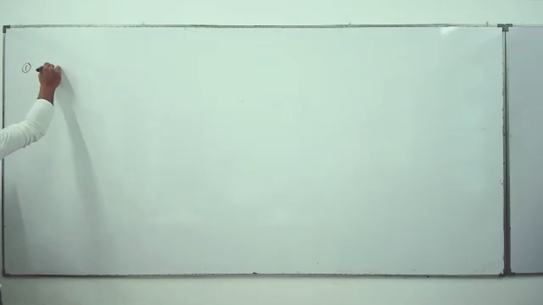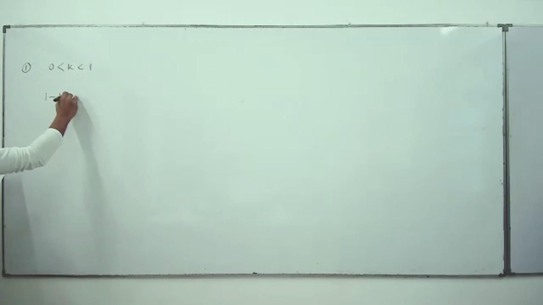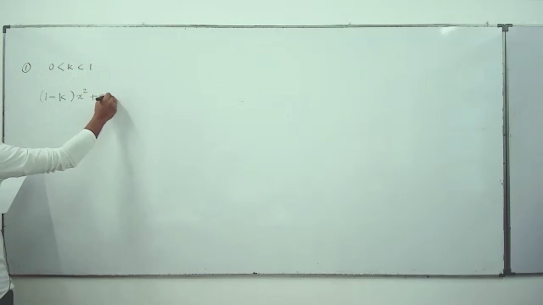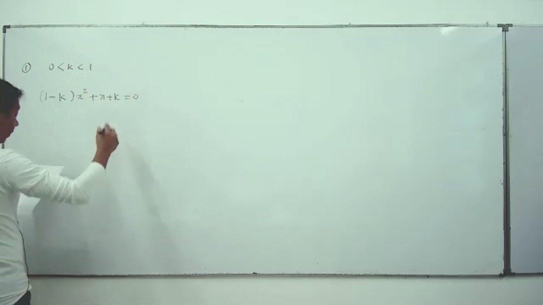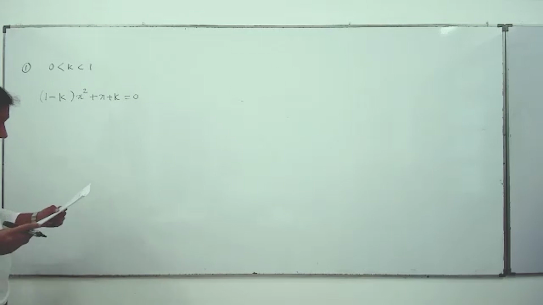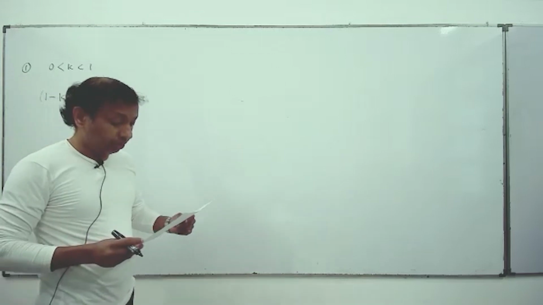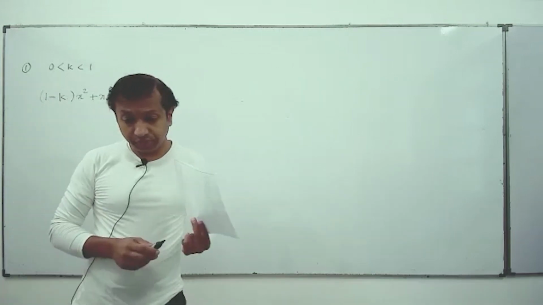Part A says number 1. K is between 0 and 1. Show that the roots of this equation, 1 minus k times x squared plus x plus k equals 0, are always real and negative.